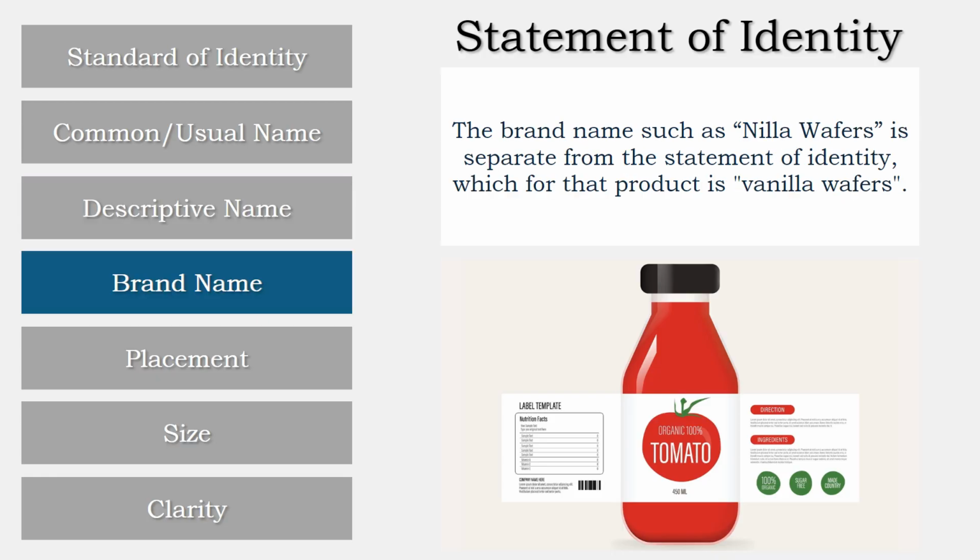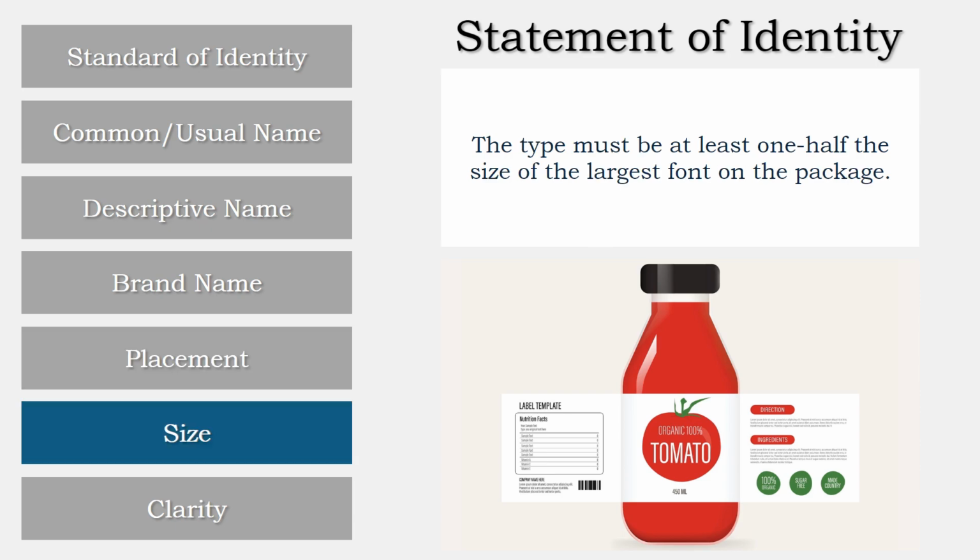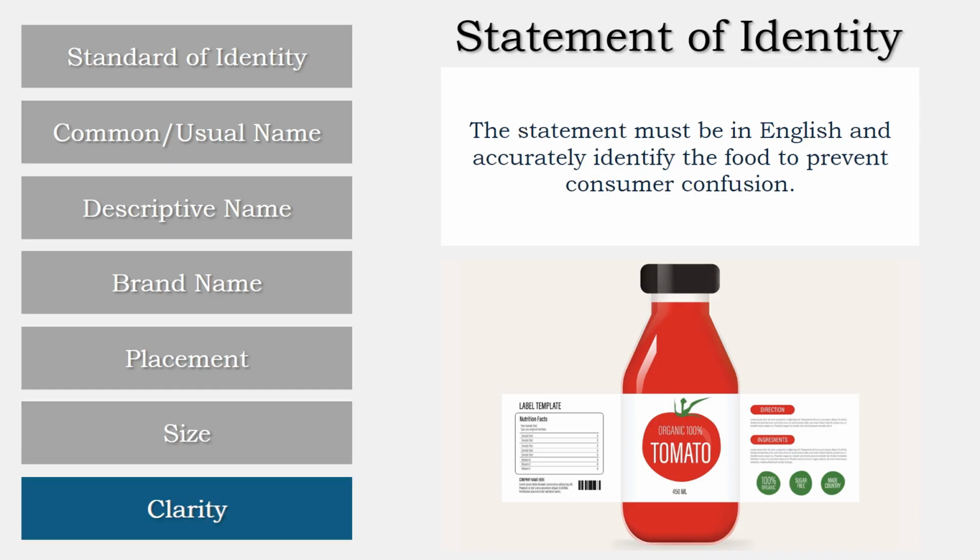Brand name versus statement of identity. The brand name such as Nilla Wafers is separate from the statement of identity, which for that product is vanilla wafers. Placement. The statement of identity must be on the principal display panel. Size. The type must be at least 1/2 the size of the largest font on the package. And clarity. The statement must be in English and accurately identify the food to prevent consumer confusion.